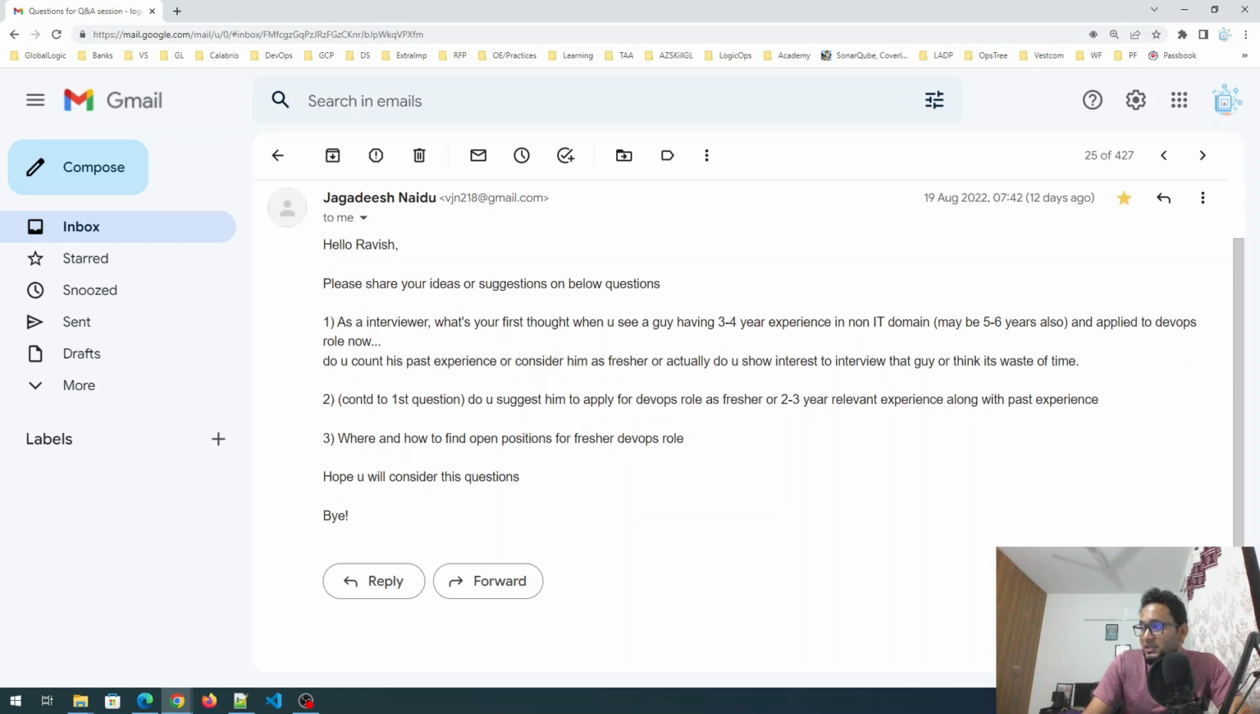So the third one is, where and how to find open positions for fresher DevOps roles. This is again a very tedious task, because not a lot of companies entertain your resume for a fresher DevOps opening. There is a chance that you can get one. There are internships that people might offer. A lot of companies offer internships so that they teach you.